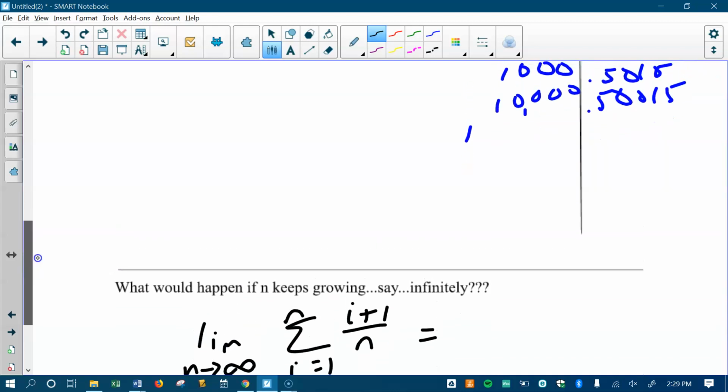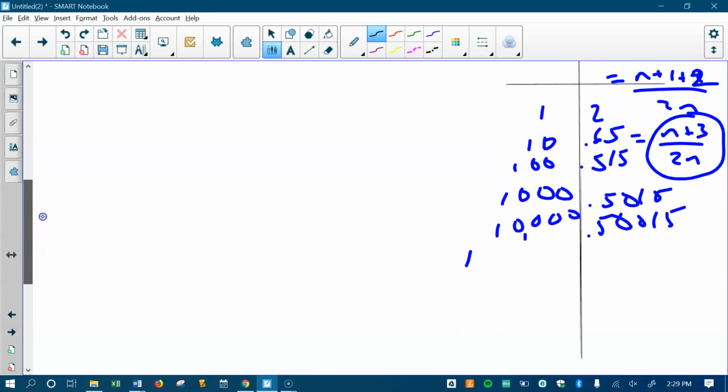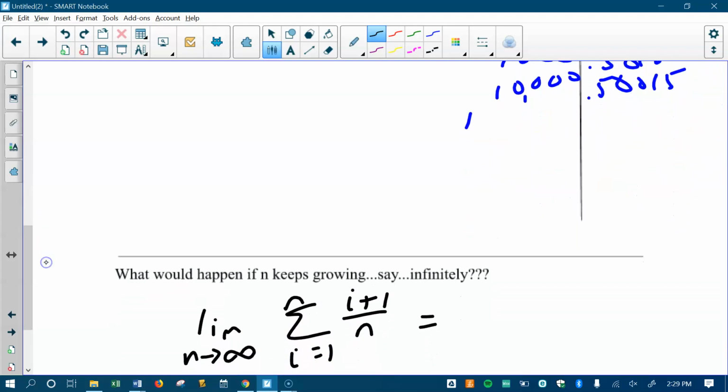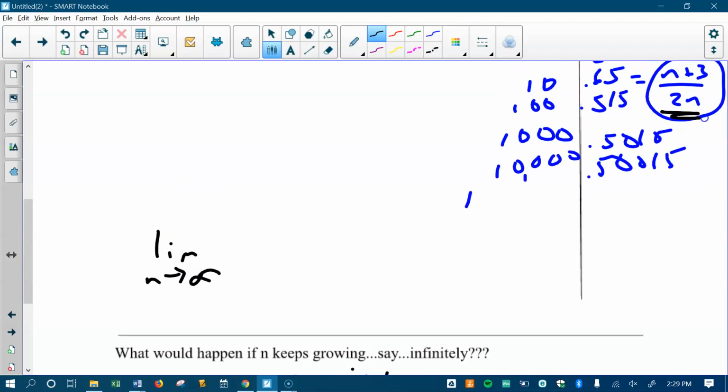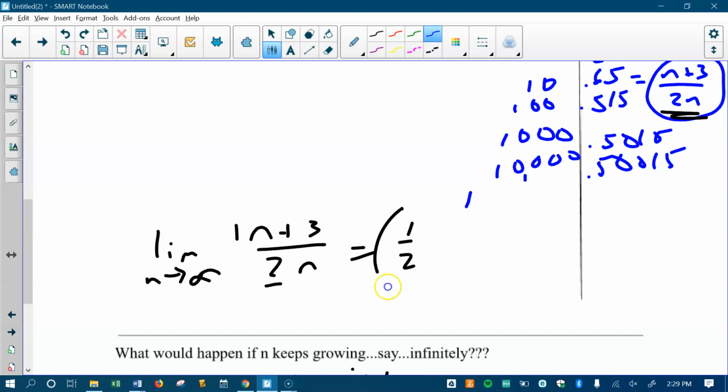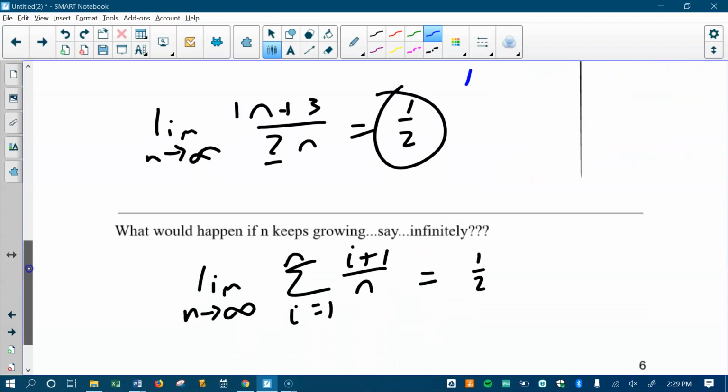When n gets huge, really big, it looks like we're going to get 1/2. Now, how did I know that? Because the limit as n goes to infinity of our reduced version, n plus 3 over 2n, well, that's not top heavy or bottom heavy, so take the ratio of 1 over 2, and you get 1/2. And that's kind of what we're going to be doing the next time in class on Monday.